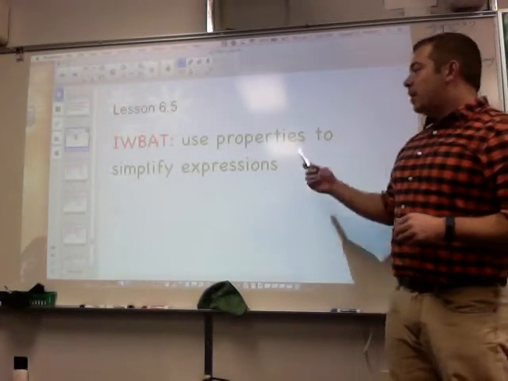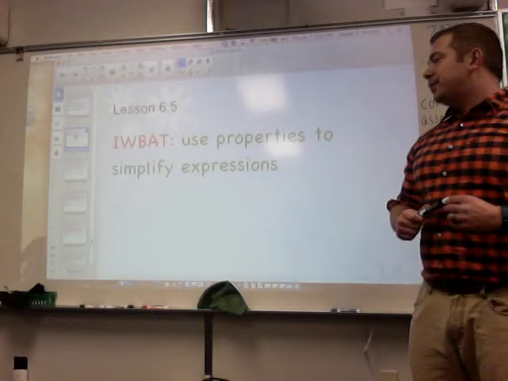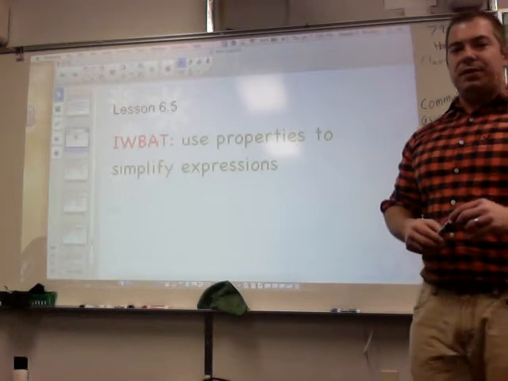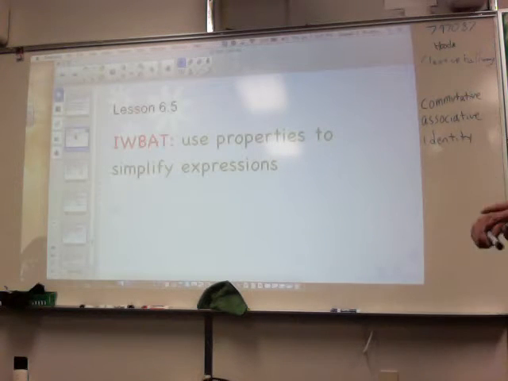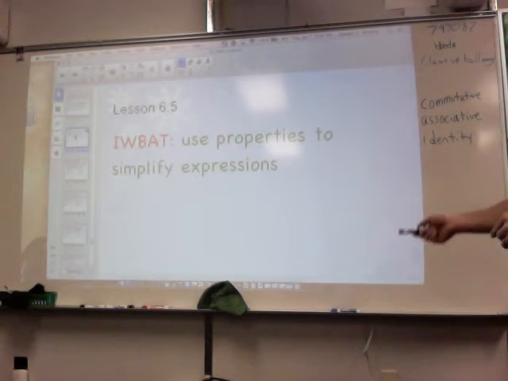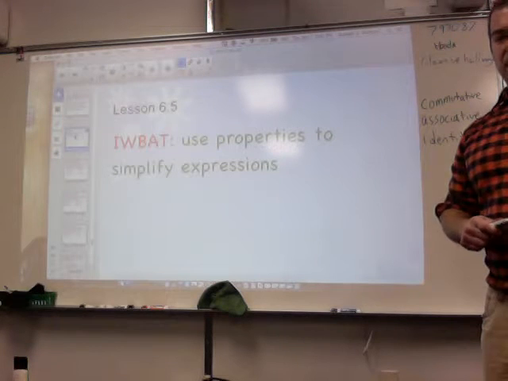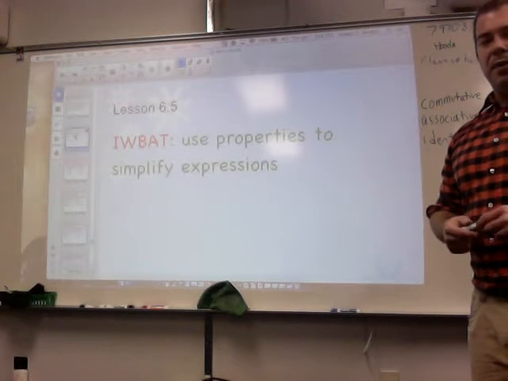Here's your objective. I will be able to use properties to simplify expressions. Now we're going to go over three properties today. I've actually even written them down right here for myself to refer to because sometimes I have trouble remembering. They're the commutative, associative, and identity properties. So we're going to go through all three of them and we're going to do some problems.